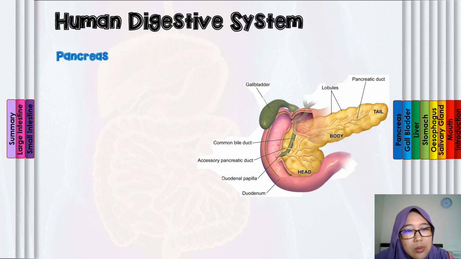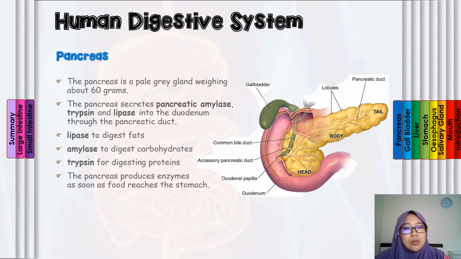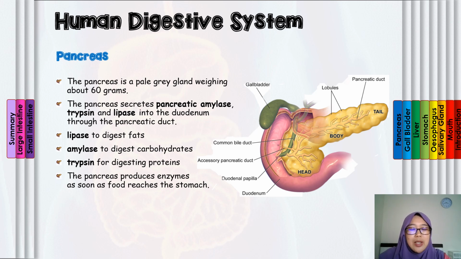The next important organ is the pancreas. Pancreas is a pale gray gland weighing about 60 grams, and it functions to secrete pancreatic amylase, trypsin, and lipase into the duodenum through the pancreatic duct. Lipase digests fats. Amylase functions to digest carbohydrate, whereas trypsin is for digesting proteins. The pancreas produces enzymes as soon as food reaches the stomach.